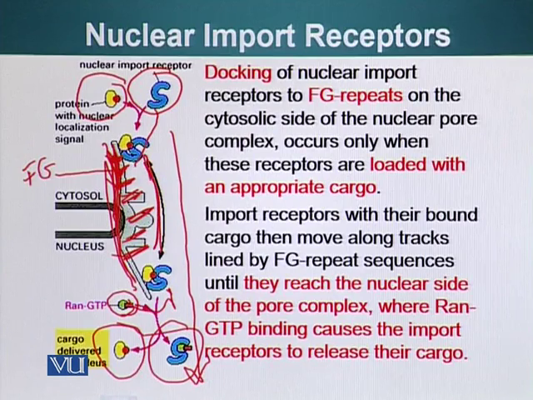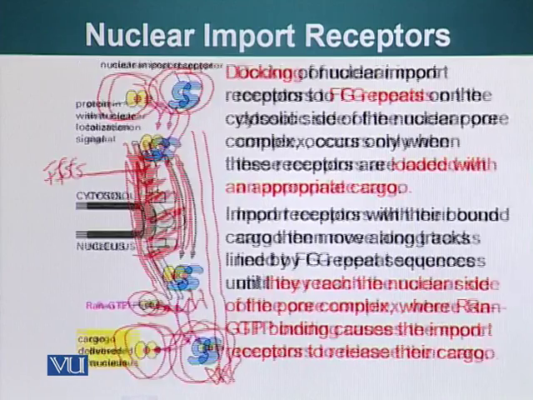It can go in both directions. It does not go in both directions. It is favored in the direction towards inside the nucleus because of the presence of RAN-GEF, which is exclusively present in the nucleus and not in the cytoplasm.